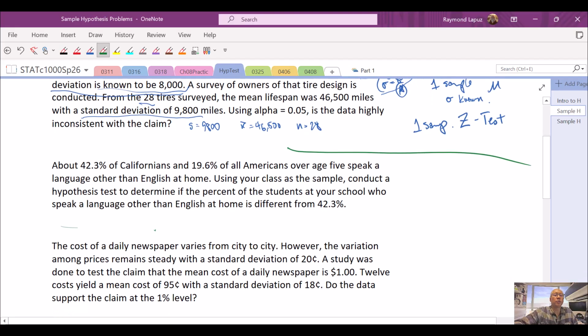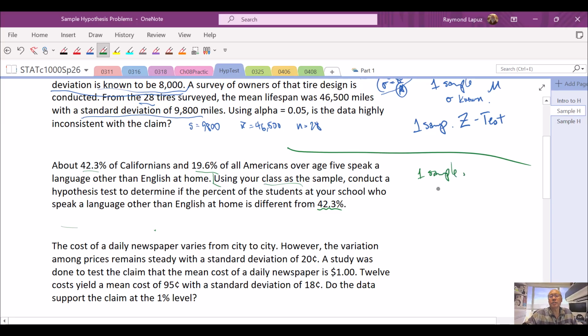Next one says we have 42.3% of Californians and 19.6% of all Americans over the age of 5 speak languages other than English. Using your class as a sample, conduct a hypothesis test to determine if the percentage of students at your school who speak languages other than English at home is different from 42. So first of all, it looks like there's a couple of proportions that we have, but they're only asking us to do 1 sample testing, and that's to use your class. So this is a 1 sample test.